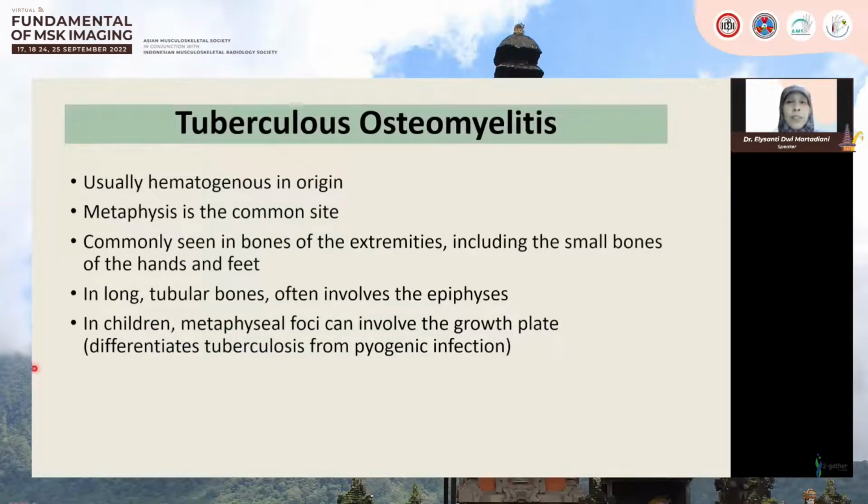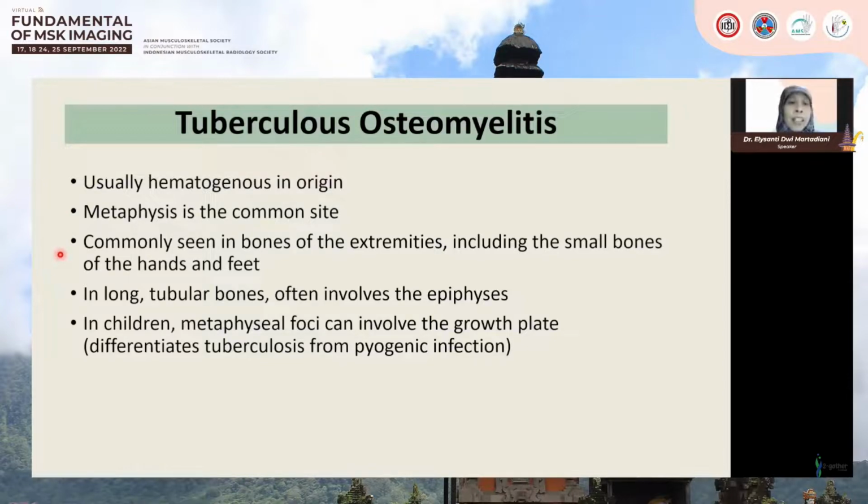Now we move to tuberculous osteomyelitis. Tuberculous osteomyelitis is usually hematogenous in origin. Metaphysis is the common site of infection. This is because the metaphysis has abundant slow flow vessels. The metaphysis also has discontinuity in its endothelial lining. So the permeability of the vessel will be increased, and the tubercle bacilli can move easily from intravascular into the perivascular tissue.